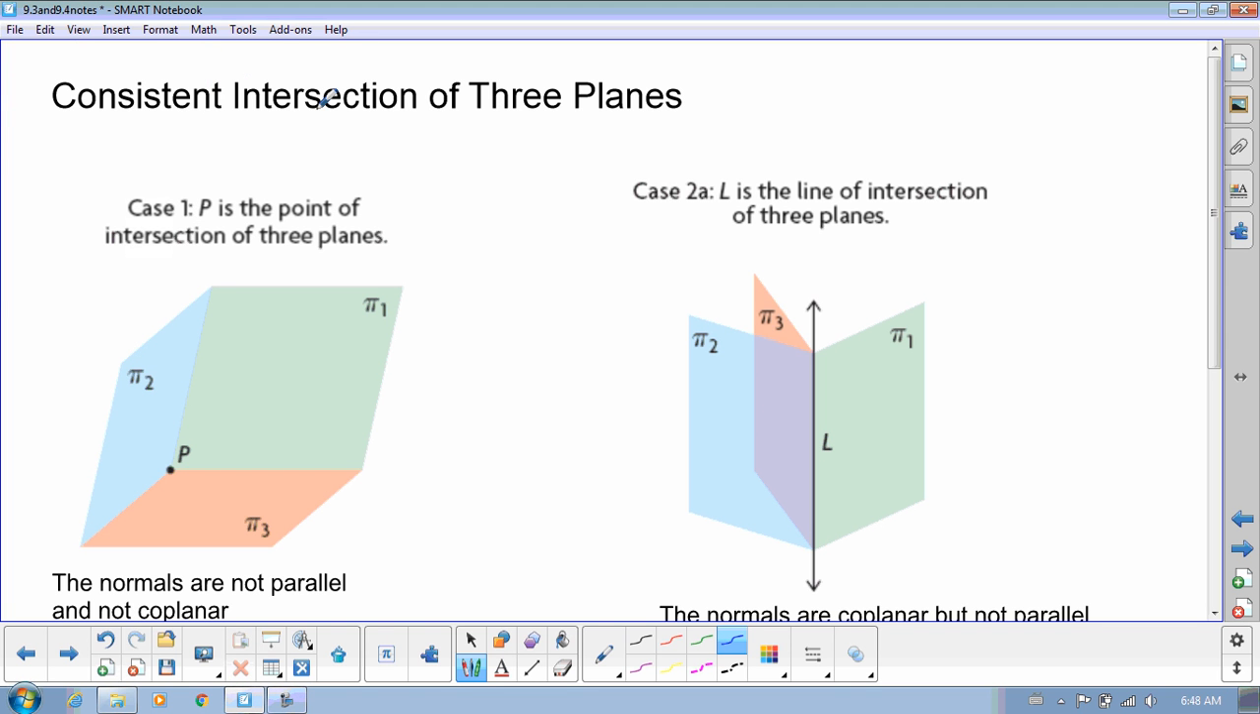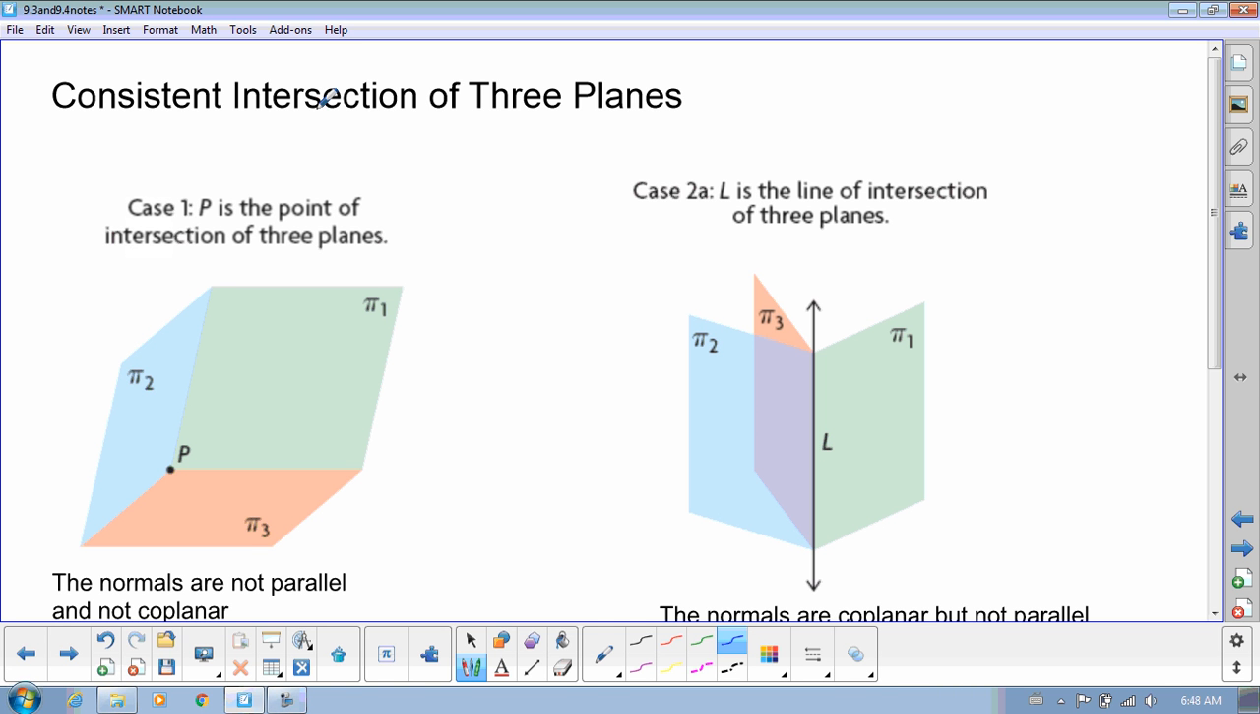Okay, so now we are going to look at the intersection of three planes. So intersection of three planes kind of go into two categories: consistent intersection and inconsistent intersection. Consistent means that an answer exists. Inconsistent means that no answer exists. So we're going to start off with the consistent scenarios.